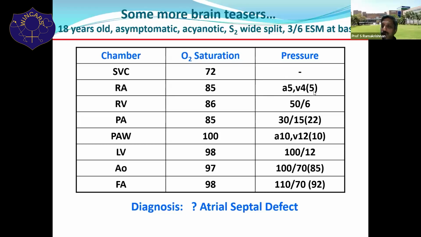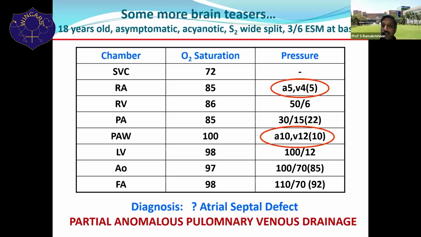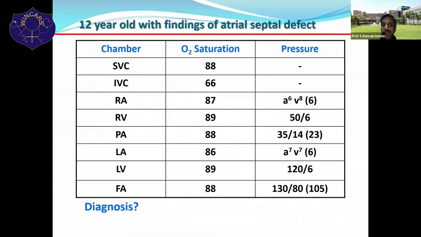Very good. So we'll come to some of the approaches, then it will all become very clear how you look at all these traces that are shown. You have to look at them carefully. It has to be a partial anomalous pulmonary venous drainage.